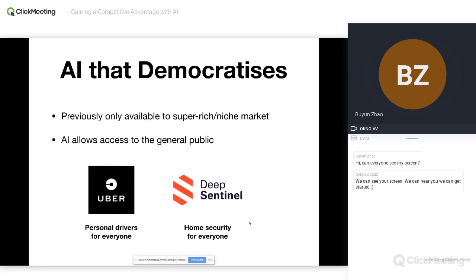First, AI that democratizes. These are AI companies that allow the general public to access products and services that were previously available to the super rich in each market. Obviously, the most famous example of this is Uber, right? Through the AI they're able to offer private driver services to everyone, and not just to the wealthy. Another example is Deep Sentinel, and they offer home security with image processing, but it's then funneled into human action.